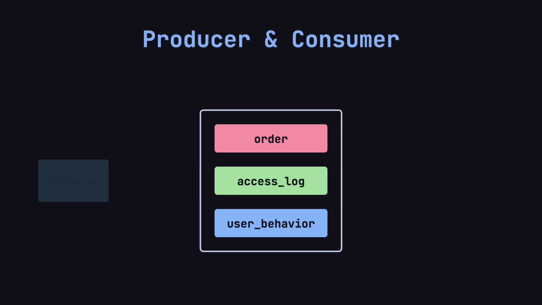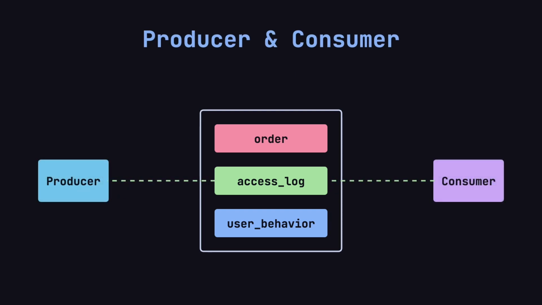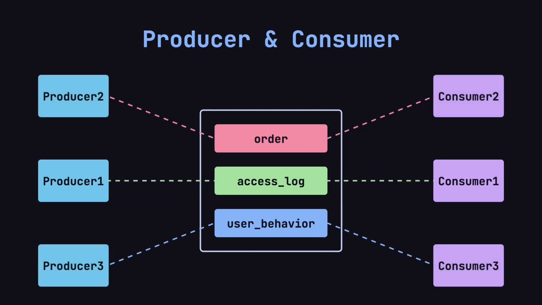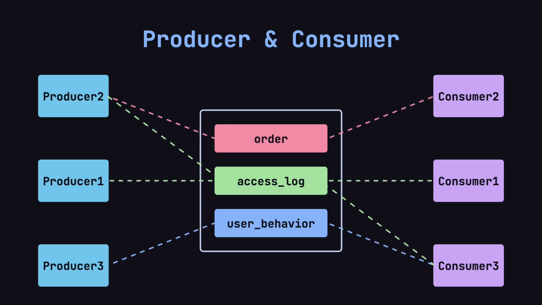In Kafka, the producer is the role responsible for sending messages to a topic, and the consumer reads messages from a topic. There can be one or many producers and consumers, even hundreds. A producer can send data to multiple topics, and a consumer can read from multiple topics. Also, an application can act as both a producer and a consumer.